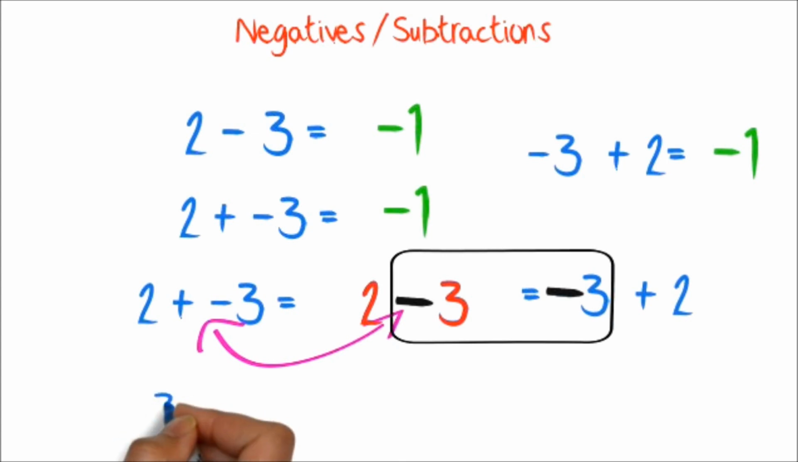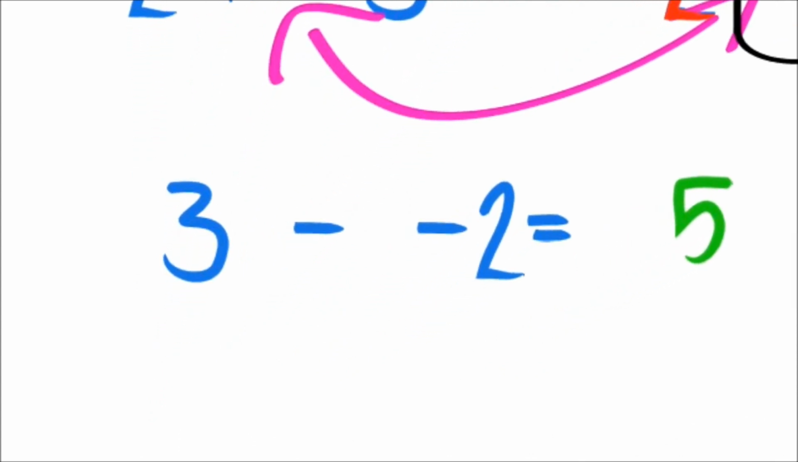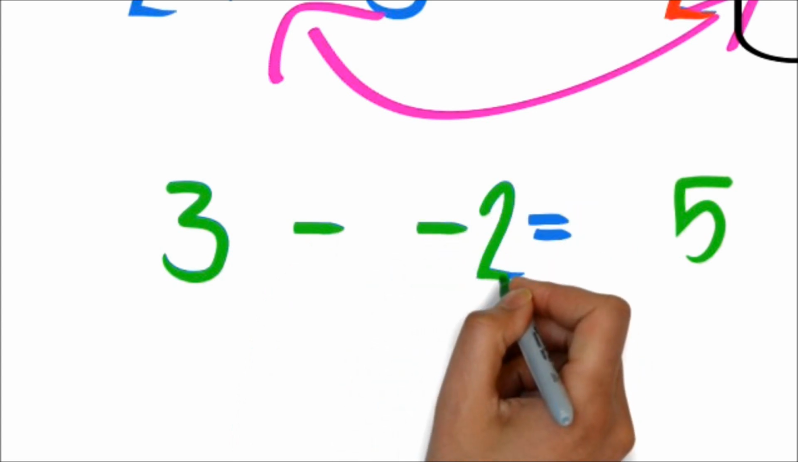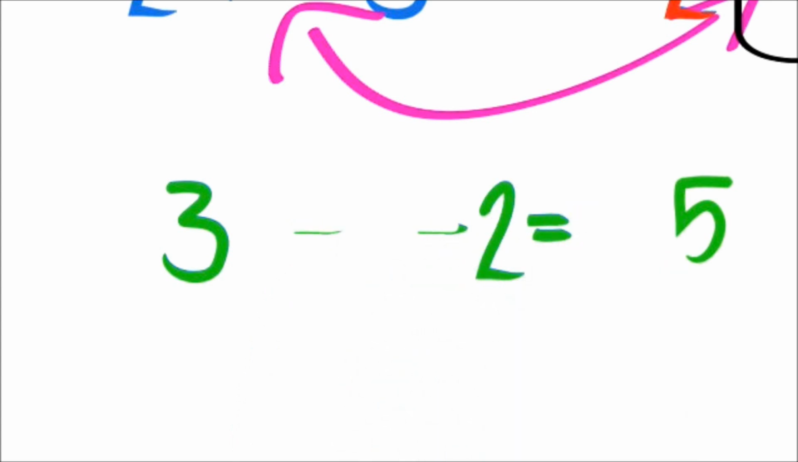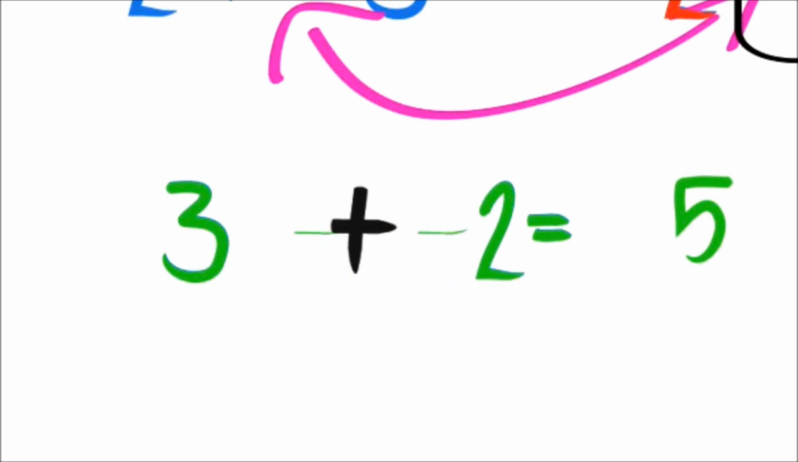Let's now look at 3 minus -2. Try it. Let's see how much you still remember. Hope you had 5 as your answer. We say that the subtraction of a negative number is addition. So, 3 minus -2 is the same as 3 plus 2, which equals 5.